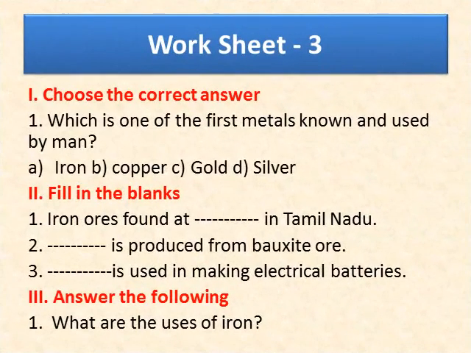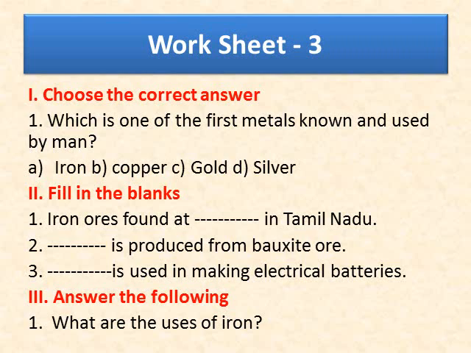It is time for the worksheet now. Worksheet number 3. Roman number 1. Choose the correct answer. Question number 1. Which is the first metal known and used by man? Options are iron, copper, silver, gold.